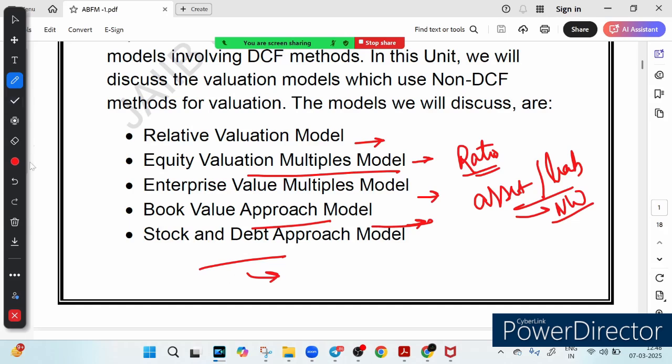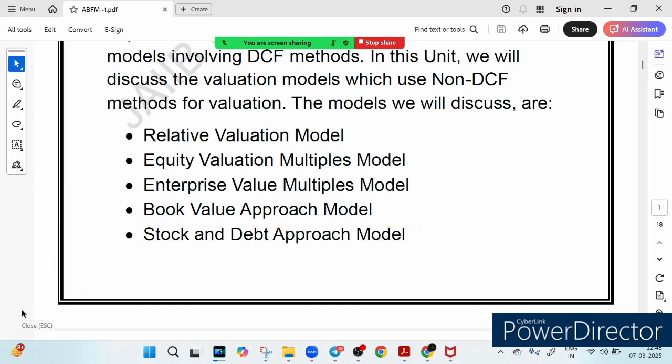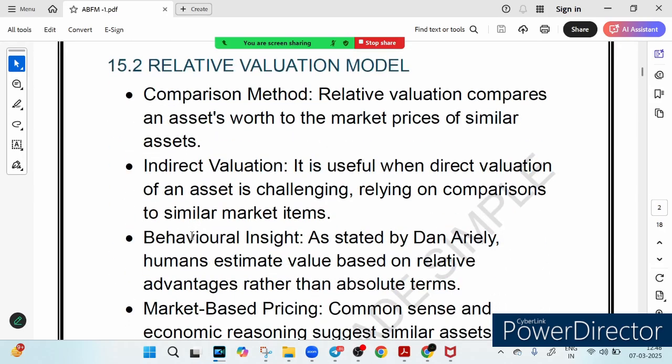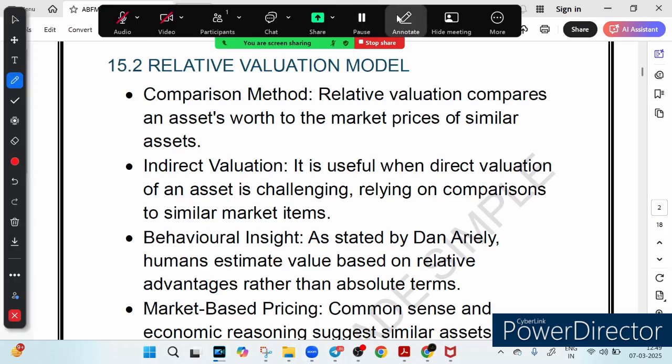So now let's discuss each and every part. Let's start with the first method, the relative valuation method. So friends, imagine you are buying a house. Would you pay any random price the seller asks? Of course not. You would check how much similar houses in the area are selling for. That is exactly how the relative valuation model works in business valuation. Today we will break it down in the simplest way possible.